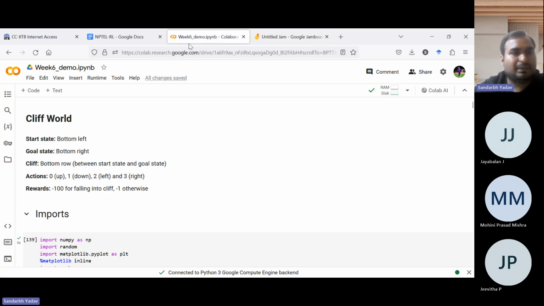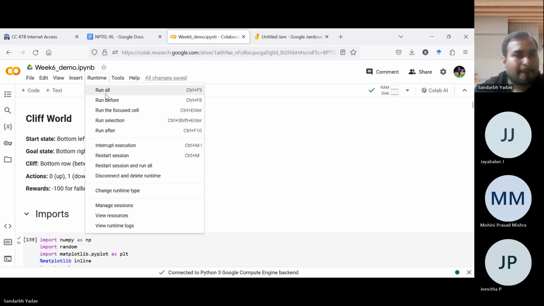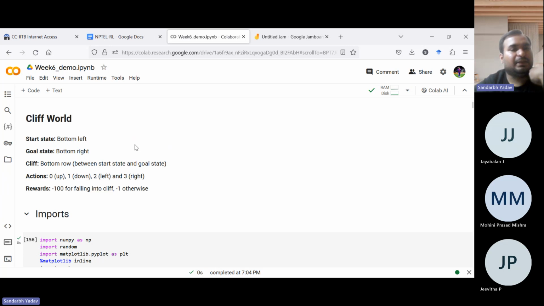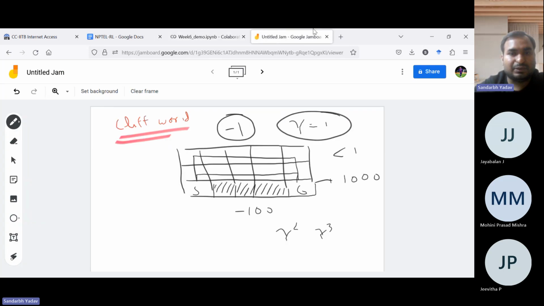So again, maybe I'll run this. While running, I'll explain this. The start state is the bottom left, the goal state is the bottom right, and the cliff is the bottom row between the start state and the goal state. We have 4 actions. Again, no diagonal movement. So you either move up, down, or left, right. And you also need to ensure that you don't fall off the grid, right?